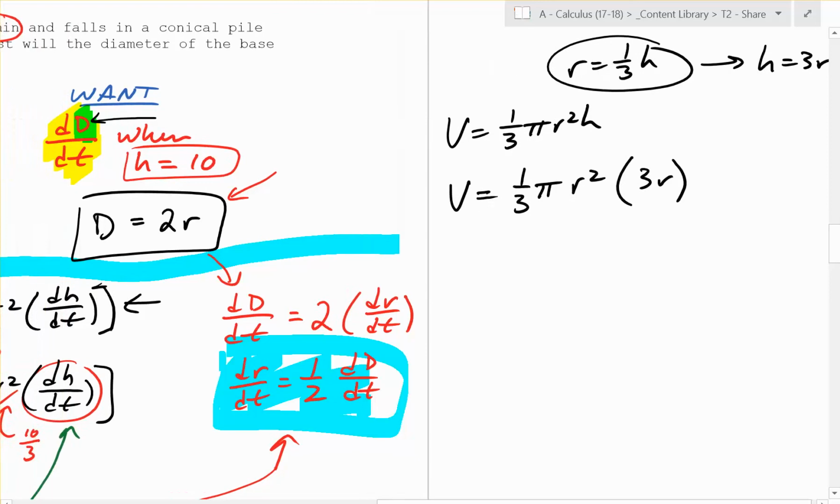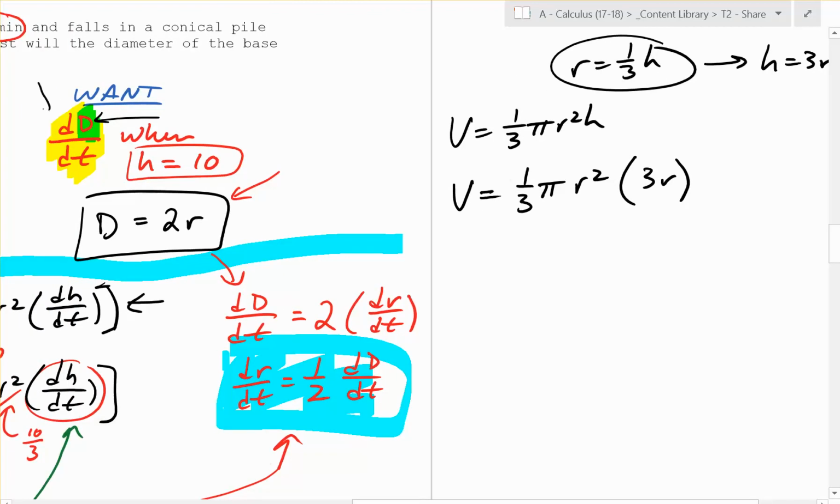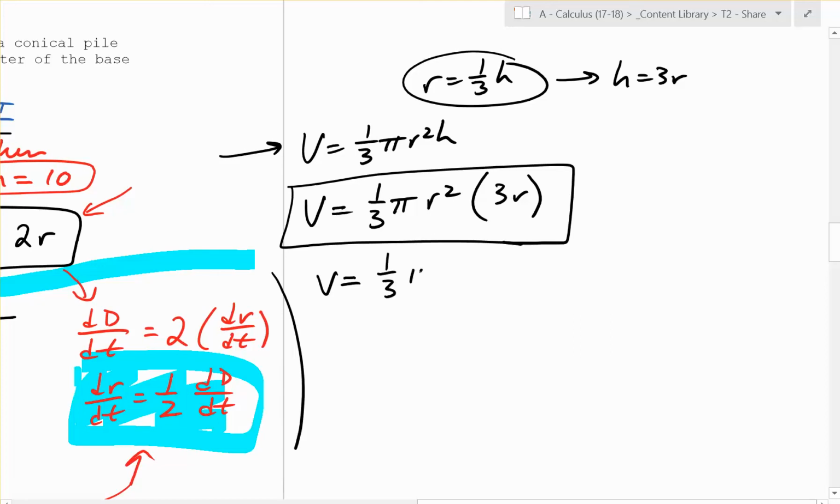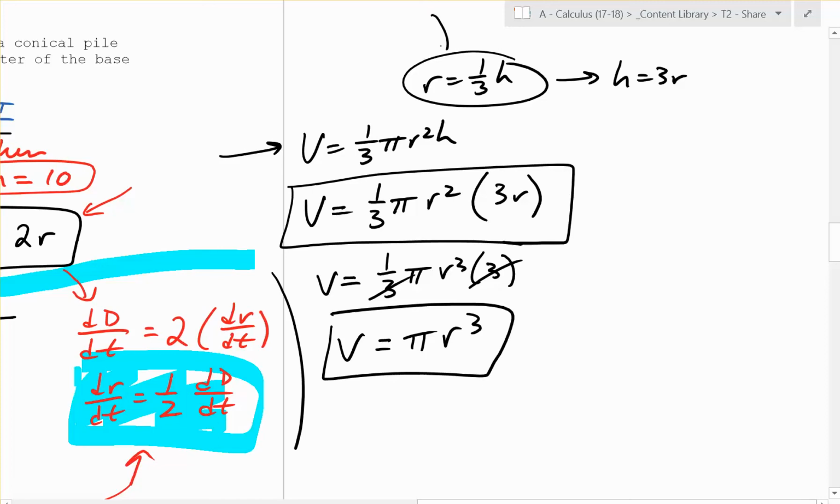And the hint that that might be helpful is that we're trying to search for a rate of change of diameter. And is there a really nice relationship between diameter and radius? There is. So what this means is we've gone from 2 variables to 1 variable right there. Let's clean it up a little bit. We end up with 1/3 pi r cubed times 3. But those 3's cancel, so you end up with V is equal to pi r cubed. Volume is equal to pi r cubed because of this relationship.